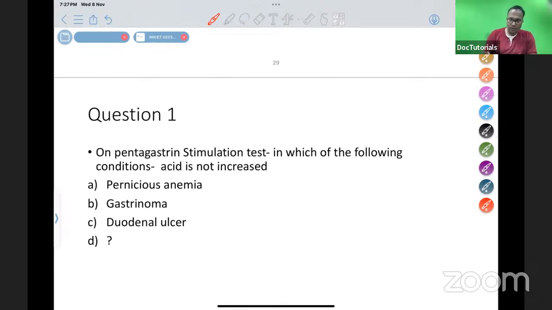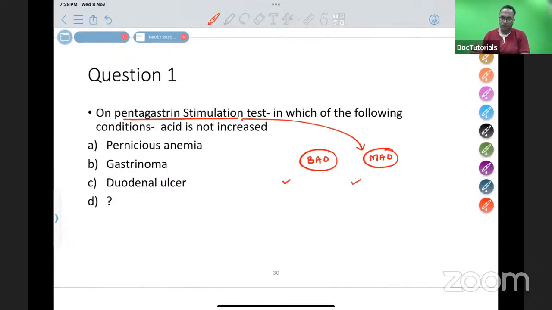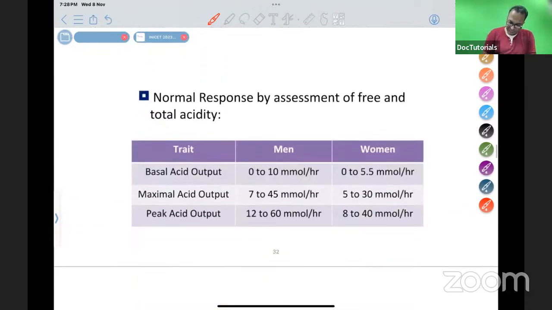The pentagastrin stimulation test. What is this test? What is the use of this? Please remember, normally we have a basal acid output. And after pentagastrin stimulation, we have a maximum acid output. So basal acid output and maximum acid output following a pentagastrin infusion, how does it vary? Based on this table, normally basal acid output is 0 to 10 millimoles. Maximum acid output is 7 to 45 millimoles, and this is the peak acid output.